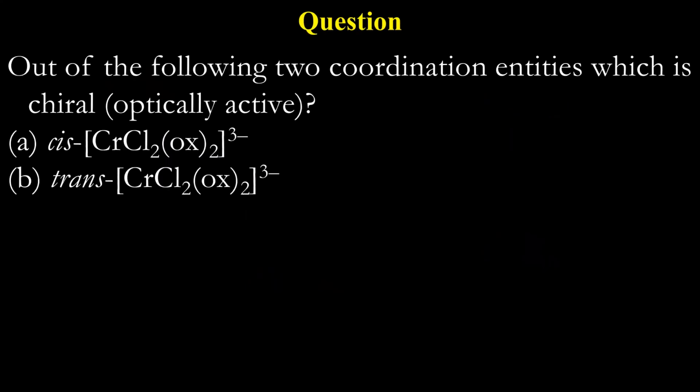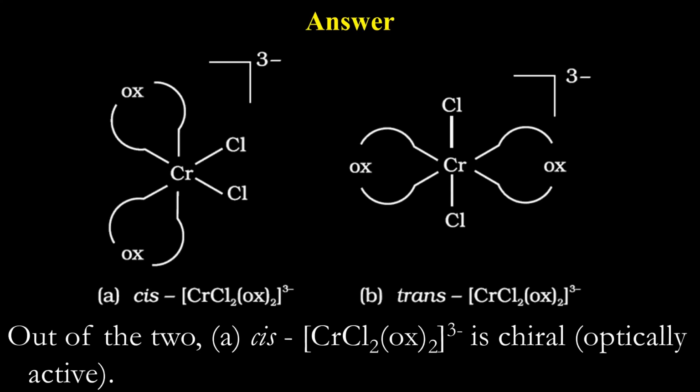Next, out of the following two coordination entities, which is chiral, optically active? Tell me. Cis and trans. You have CrCl2, and remember, I said you will have to memorize this part of chemistry. Okay, you will have to memorize this part of chemistry.